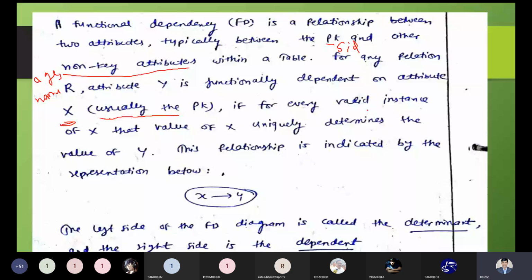Here we have the word uniquely, and so far we have not discussed this point; now we have introduced the word unique. So it determines the value of Y. This relation represents X determines Y. It means the Y value depends on X. So we can say student ID, or student roll number, determines the student name. The student name, XYZ, depends on the student ID.